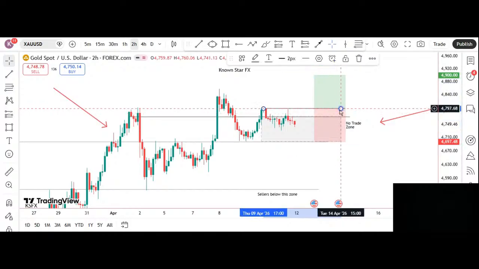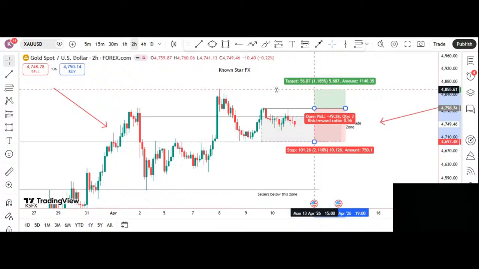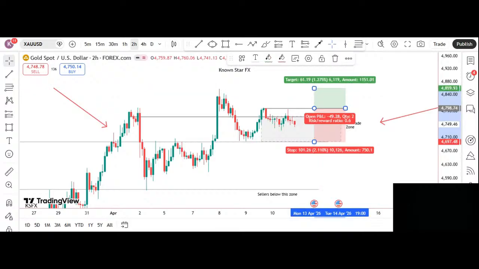And we can easily start by what? Marking out our TP. Initially, this was supposed to be our take profit zone, because this is the last swing high that the market created, right? But instead, we can easily mark out a psychological level as our take profit.